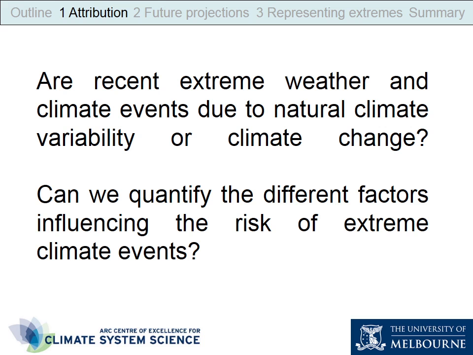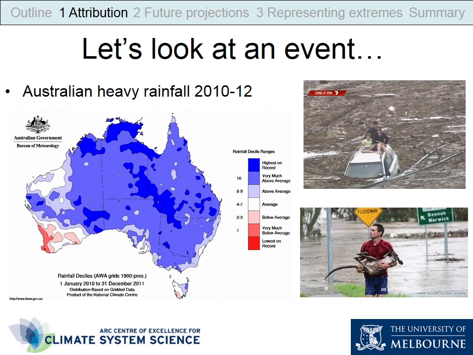So the kind of questions that we're answering with these kind of studies are: are recent weather events due to natural climate variations, or are they due to climate change? And is it possible to quantify the different factors that influence the odds of these kind of events occurring? So like I said, we're just going to jump straight in and look at a particular event.